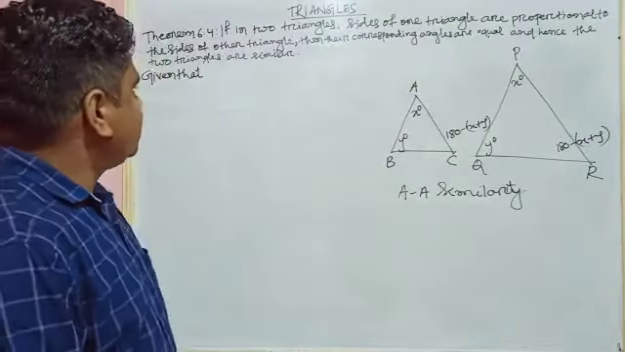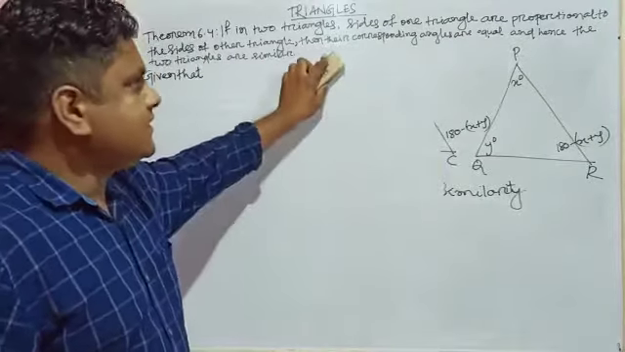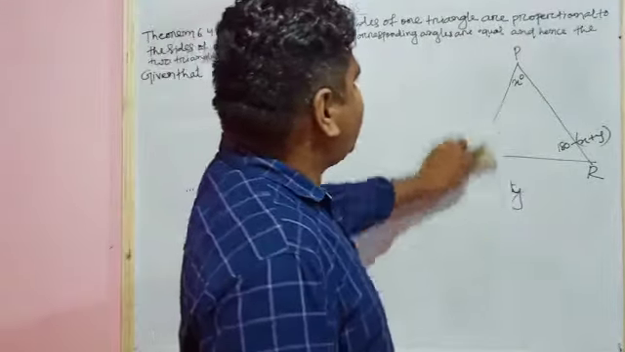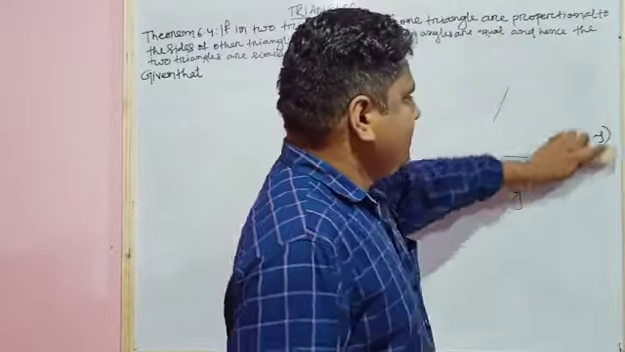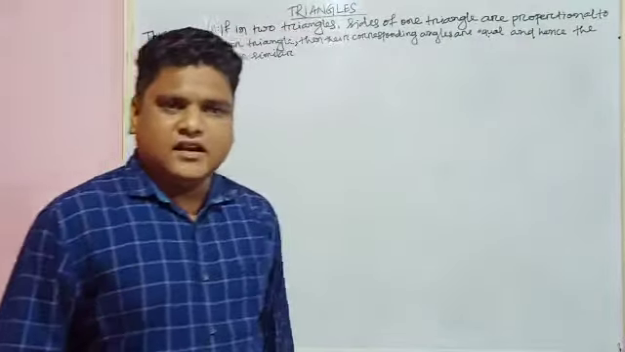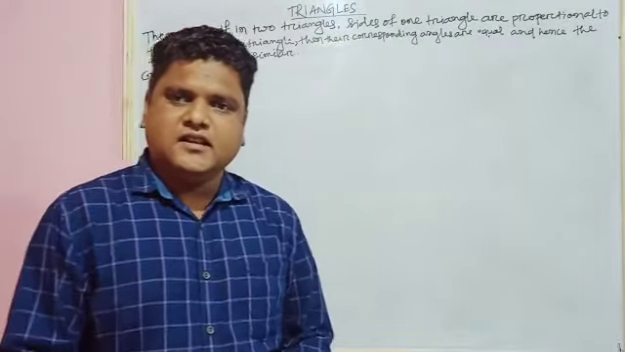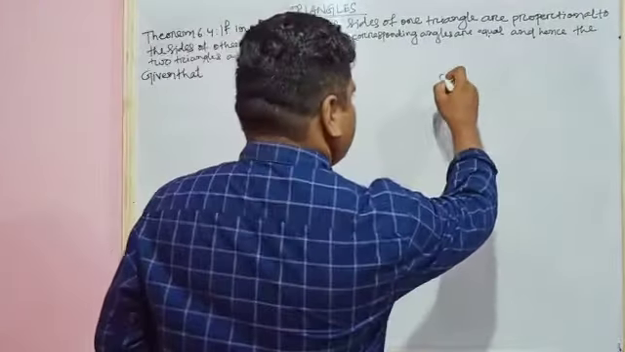So now let's move to theorem 6.4. It is, if in two triangles sides of one triangle are proportional to the sides of another triangle, then the corresponding angles of both the triangles are equal and hence the two triangles are similar. Let's prove this. For this purpose we have to take two triangles.